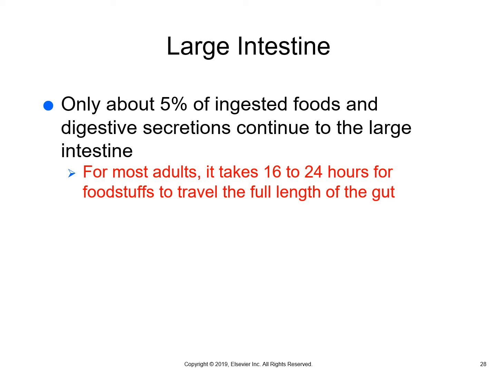After the small intestine, things will pass to the large intestine. And I've mentioned before, some books will say that the large intestine is where the largest amount of absorption occurs, and that is just not true. Only about 5% of ingested foods and digestive secretions continue to the large intestine. For most adults, it takes 16 to 24 hours for food to travel that full length of the gut and end up down at the large intestine.